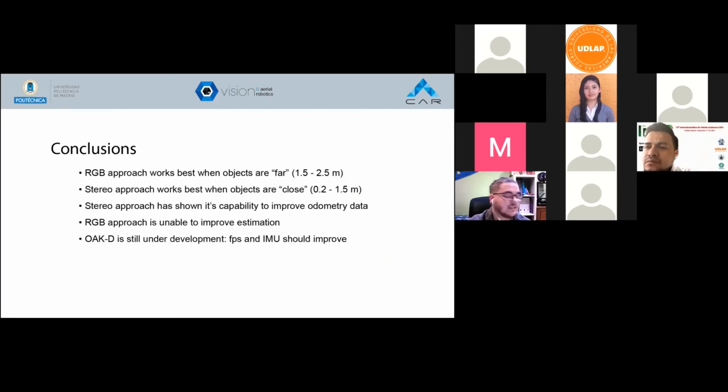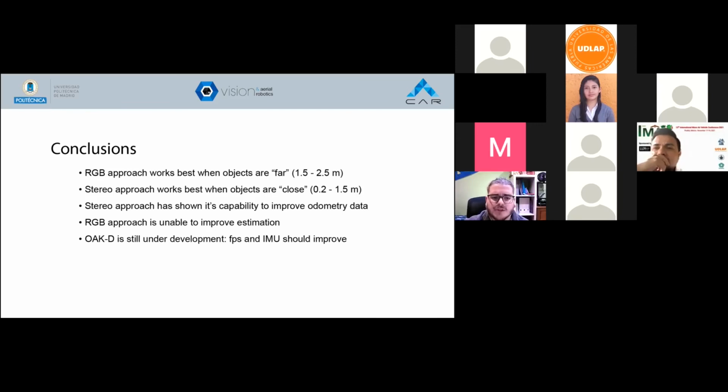As conclusions for this project, I would like to mention that we have proposed a possible usage for the new OpenCV camera. From our tests, we have seen that the color camera approach, or the RGB camera approach, works best at detecting objects which are not hollow when they are far, while the stereo approach provides better results at closer distances. Closer distances are from 0.2 meters to 1.5 meters, and far we say around 1.5 meters to 2.5 meters.